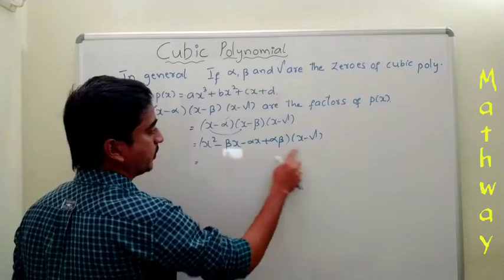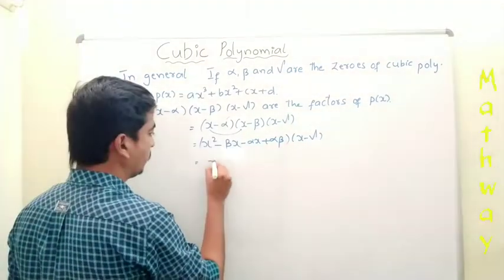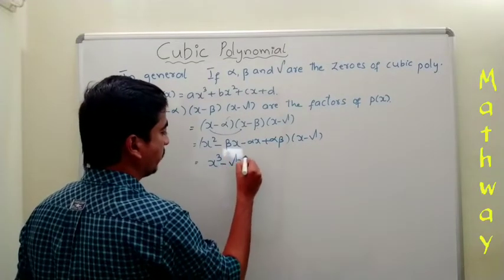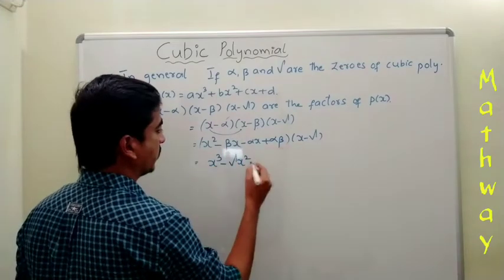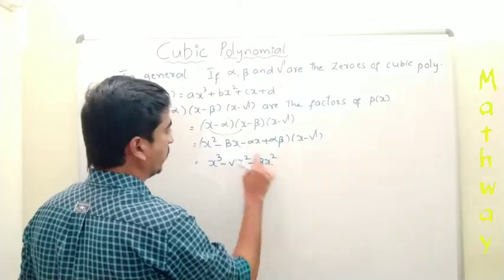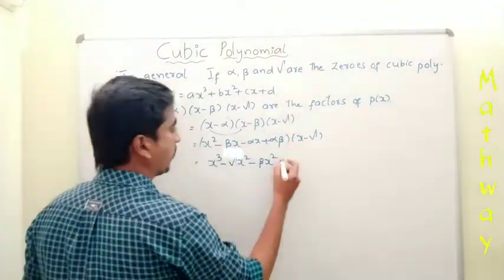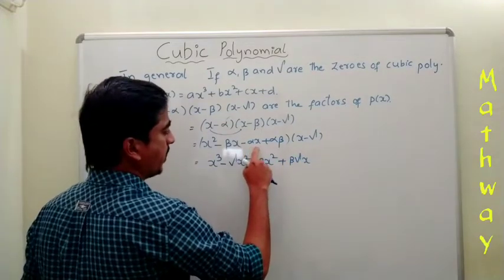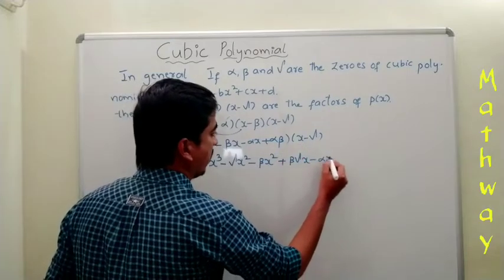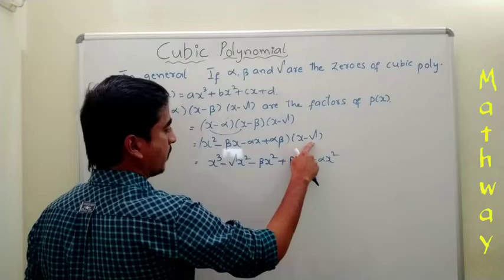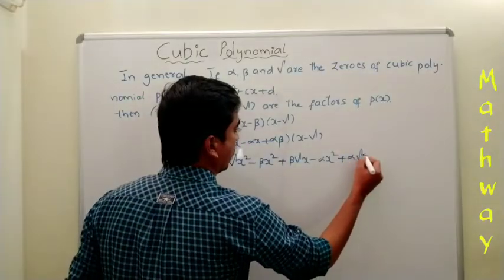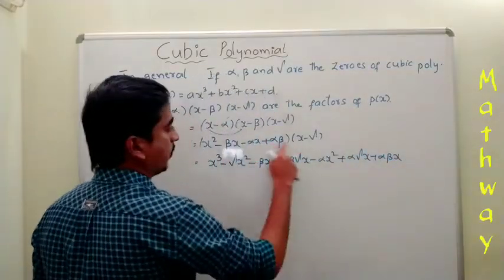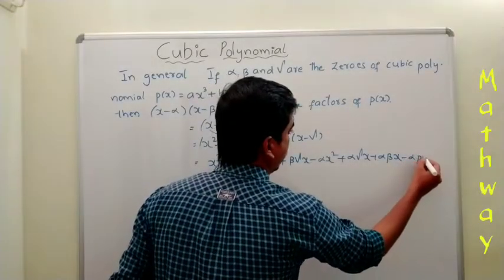So multiply these terms with x minus gamma, x square into x, x cube, and x square into minus gamma, it is minus gamma x square, and minus beta x into x, minus beta x square, then minus beta x into minus gamma, minus into minus plus beta gamma x, then minus alpha x into x, minus alpha x square, minus alpha x into minus gamma, minus into minus plus alpha gamma x, and alpha beta into x, it is alpha beta x, alpha beta into minus gamma, so minus alpha beta gamma.